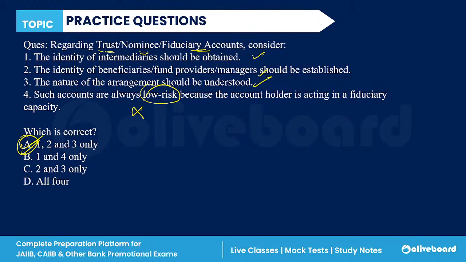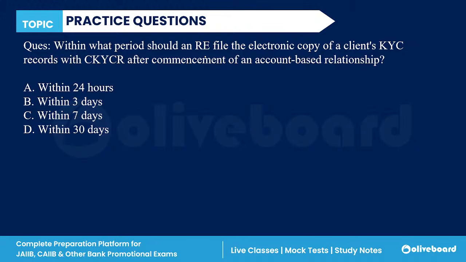Okay. Done? Clear? Now, within what period should a regulated entity file the electronic copy of the client's KYC record with the Central KYC Record Registry after commencement of the account-based relationship? Within 24 hours, within 3 days, within 7 days, or within 30 days? Simple question, everyone.